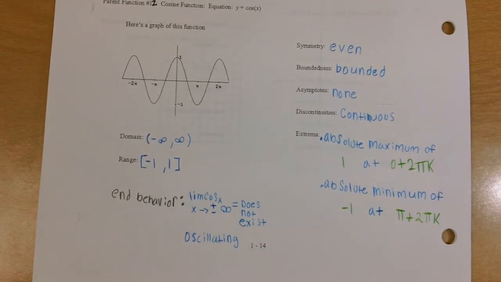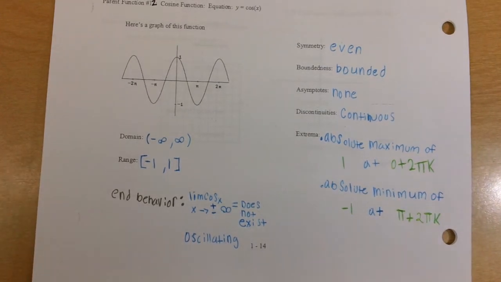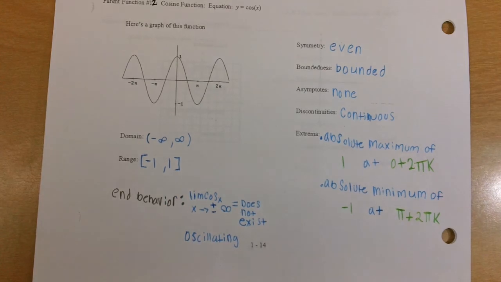The extrema is an absolute maximum of 1 at 0 plus 2 pi k and an absolute minimum of negative 1 at pi plus 2 pi k. With end behavior, the limit does not exist because it doesn't stop oscillating.